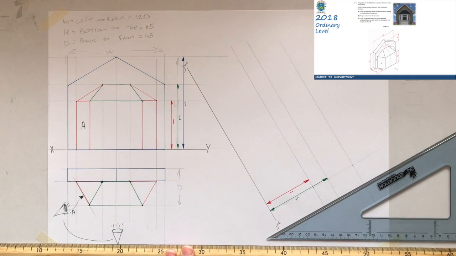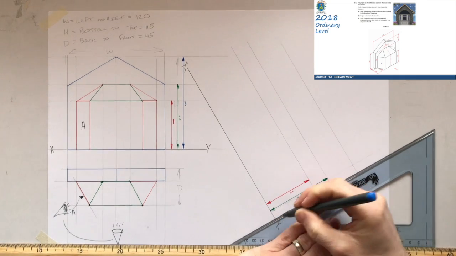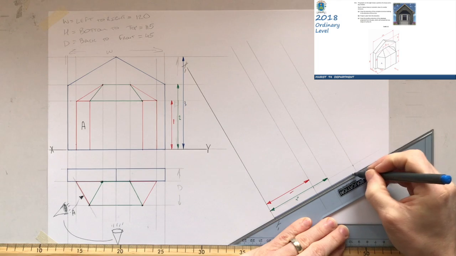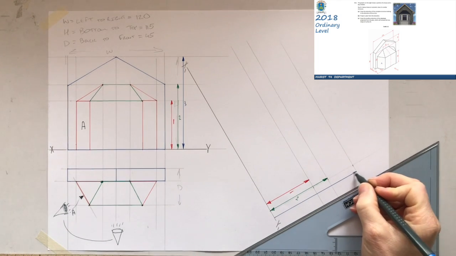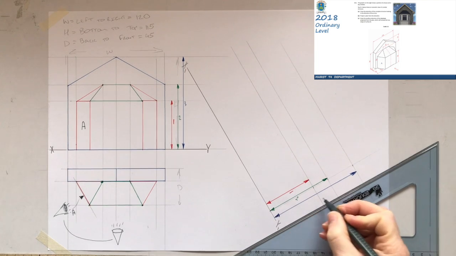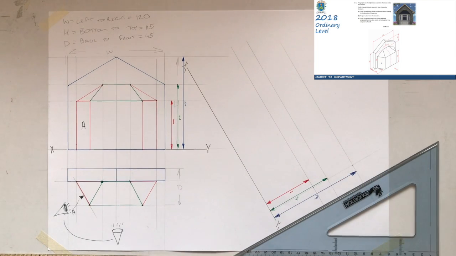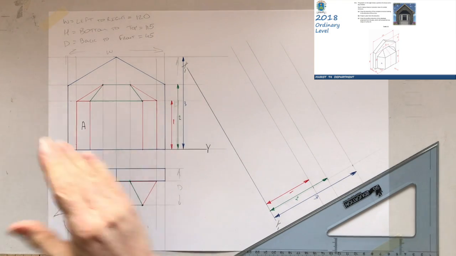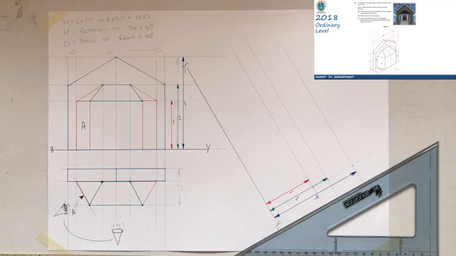And last but not least is my top height, which gives me the height of the building itself, and that is height 3. So now that we've got all our heights, we know where the different height lines are. All we have to do now is find the positioning of all these other vertical edges.